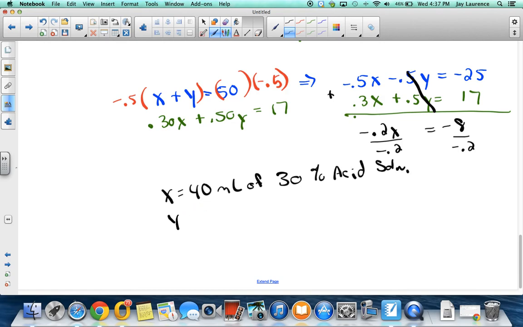And then the y is going to be the remainder. Well, I need 50 milliliters total. If I need 40 from the one, I'll need 10 milliliters of the 60% acid solution.